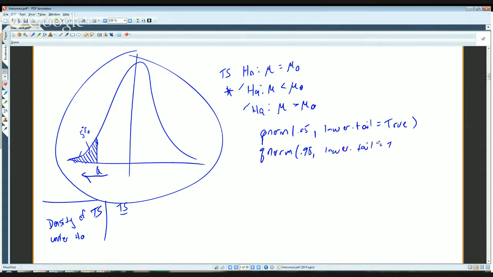Lower.tail equals false, which is... Oh yeah, no wait, lower.tail equals false. Yeah, so lower.tail equals true is the default. Lower.tail equals false.